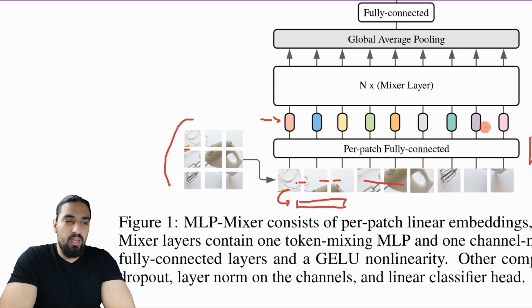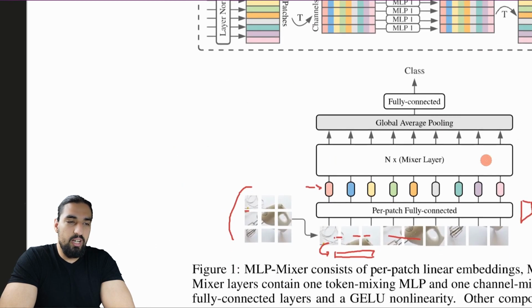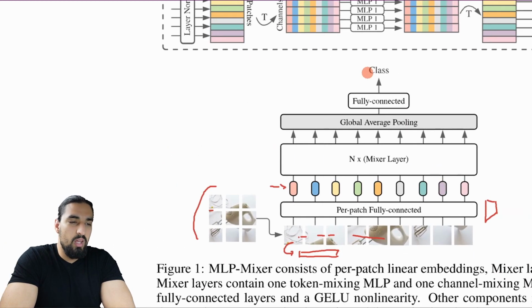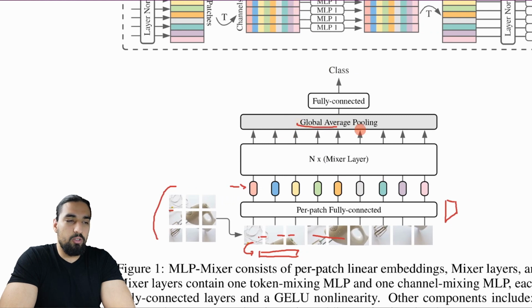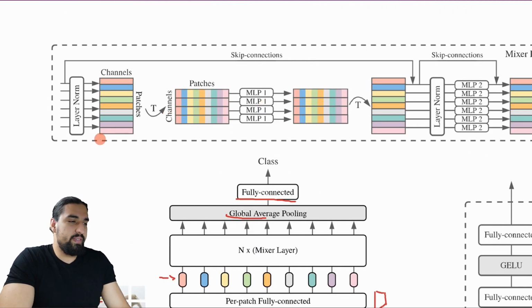Then they stack N of these mixer layers, which we'll soon see what they are, and they end up with global average pooling and a linear classifier on top of it. So it's a super simple architecture. The mixer contains the parts that mix. This is the token mixer part, this here, and this is the channel mixing part, this part here.